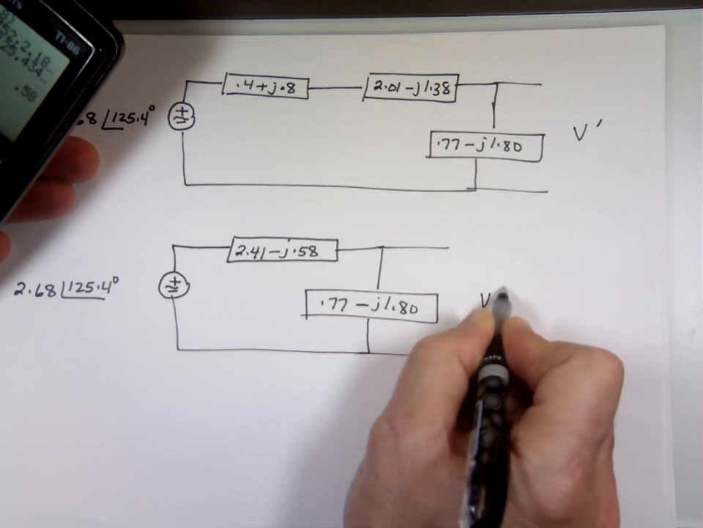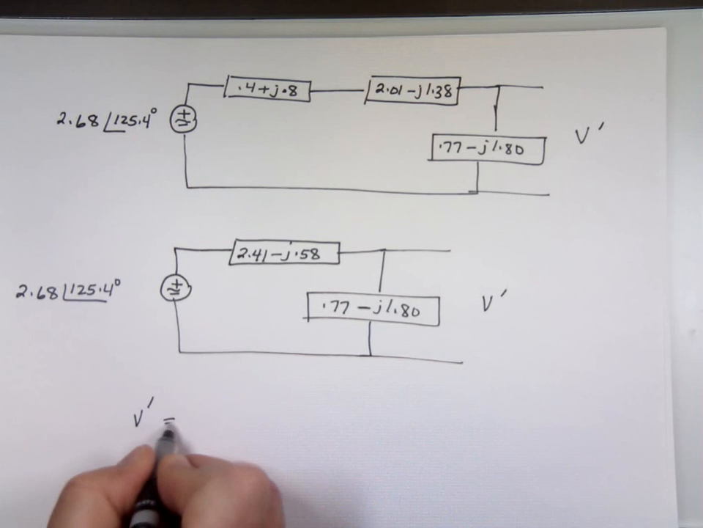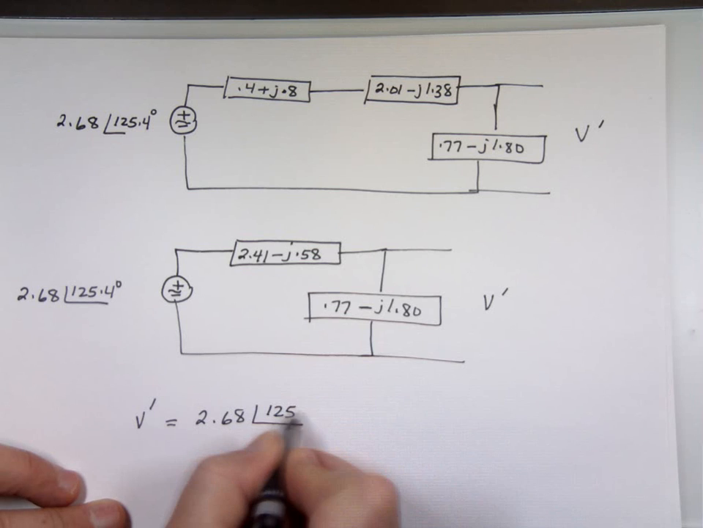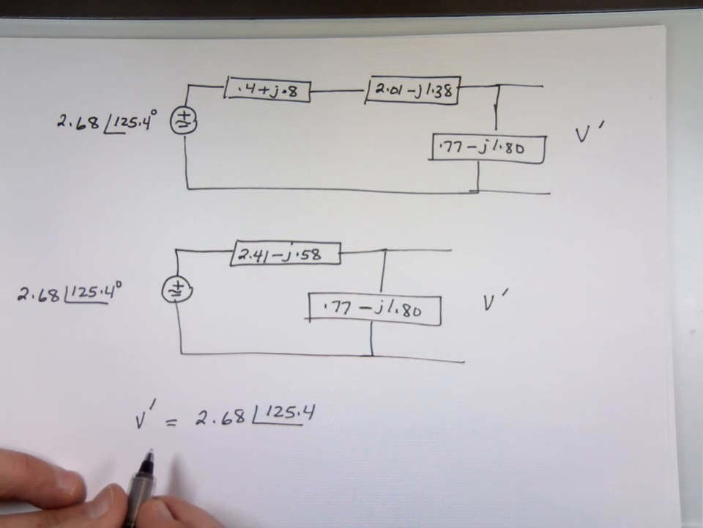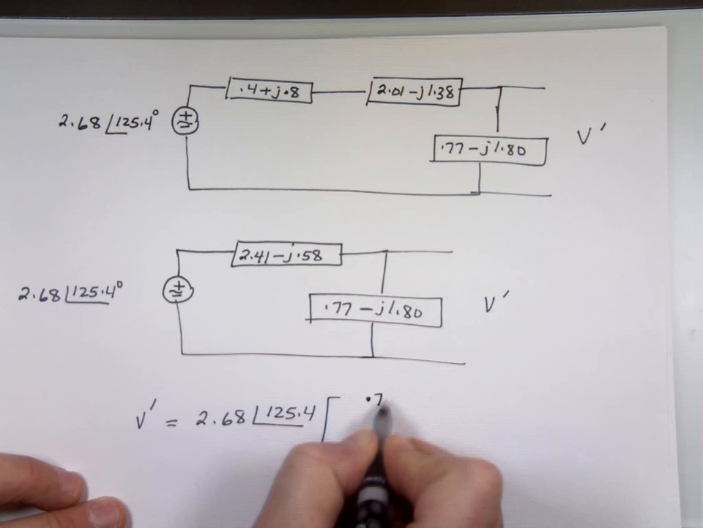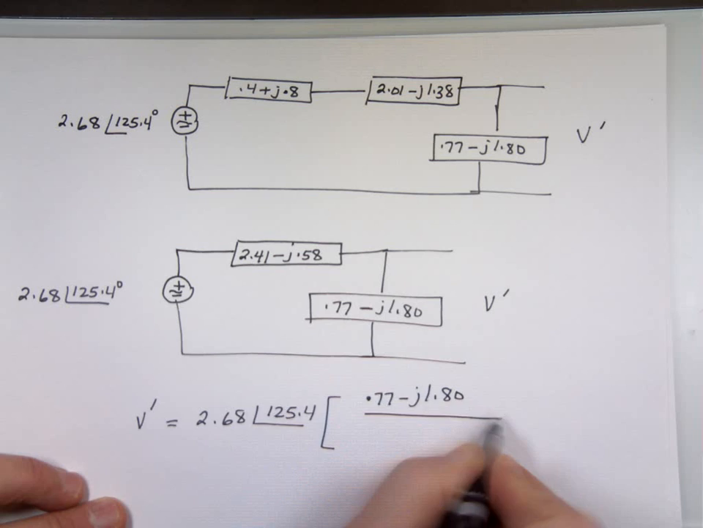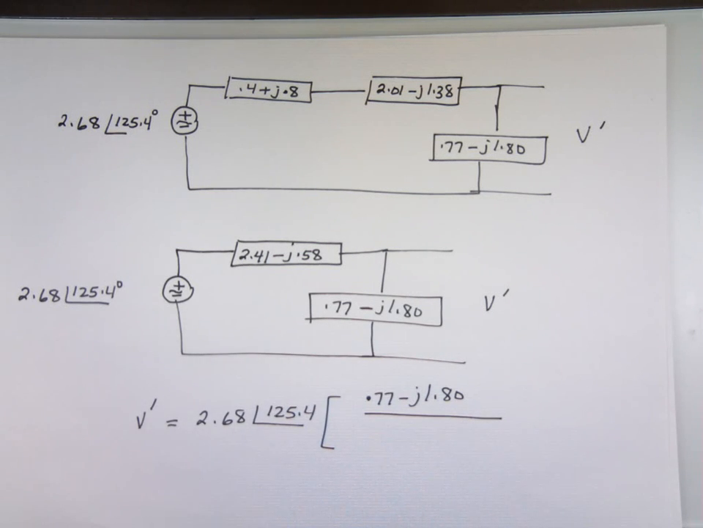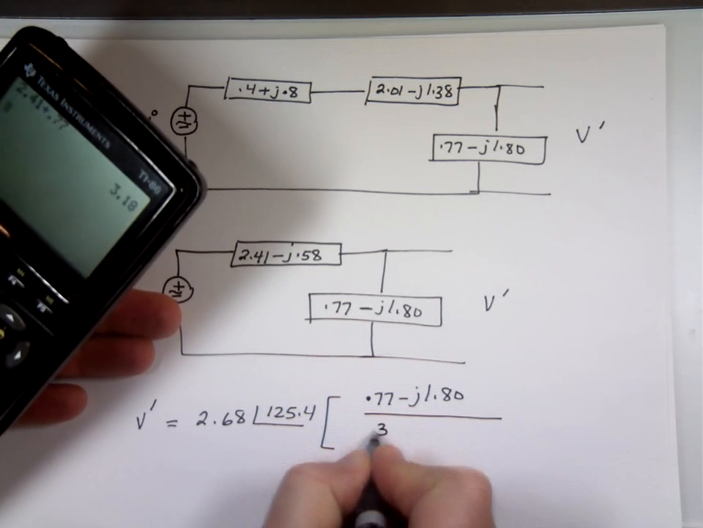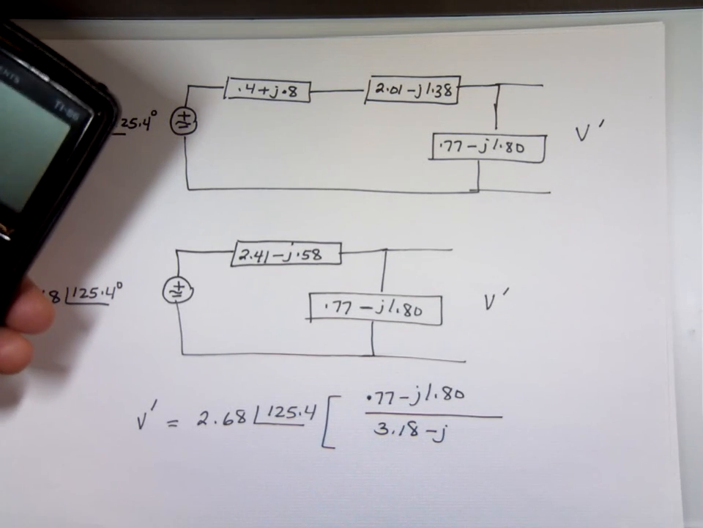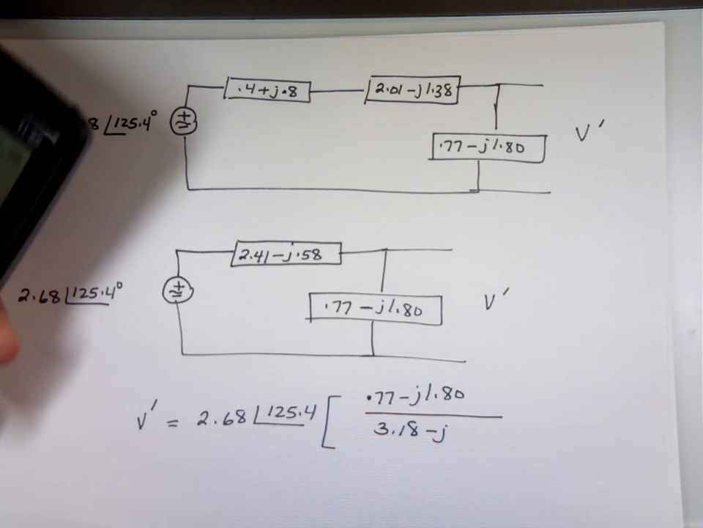What's V1? The voltage division says the source, 2.68 angle 125.4, times 0.77 minus j 1.80 over the sum of them. Let's add these. What's 2.41 plus 0.77? 3.18 minus j. Let's add these numbers: 1.80 plus 0.58 is 2.38.